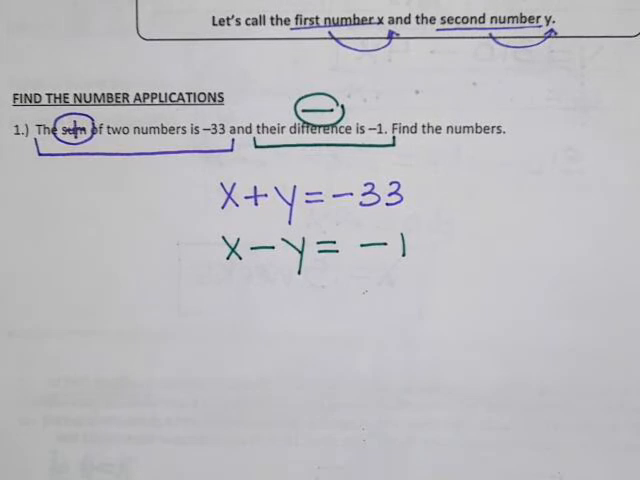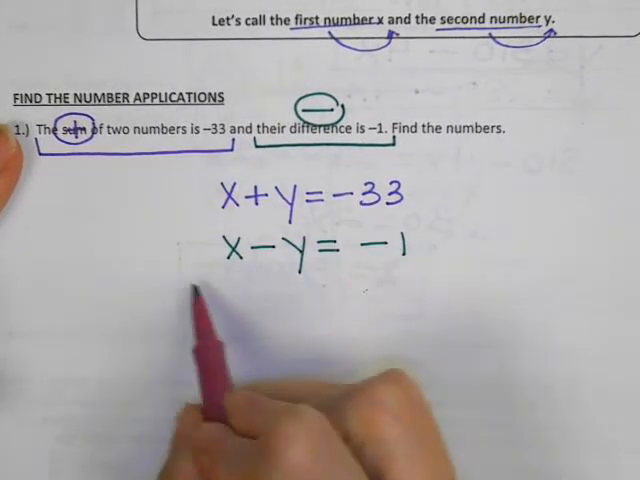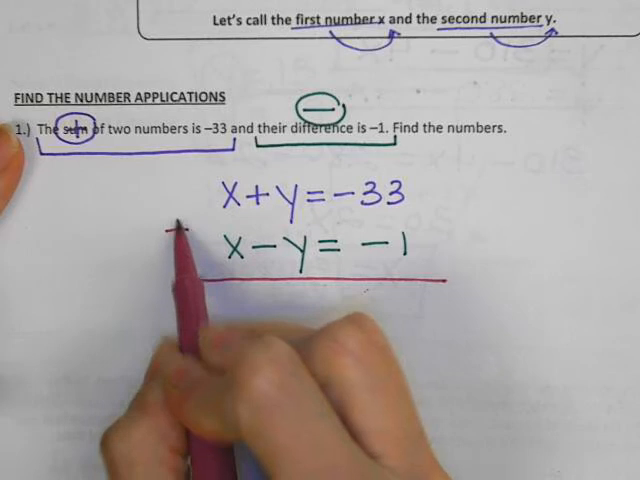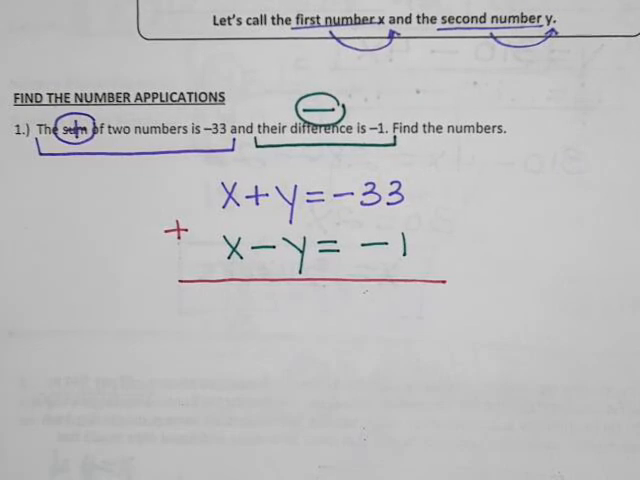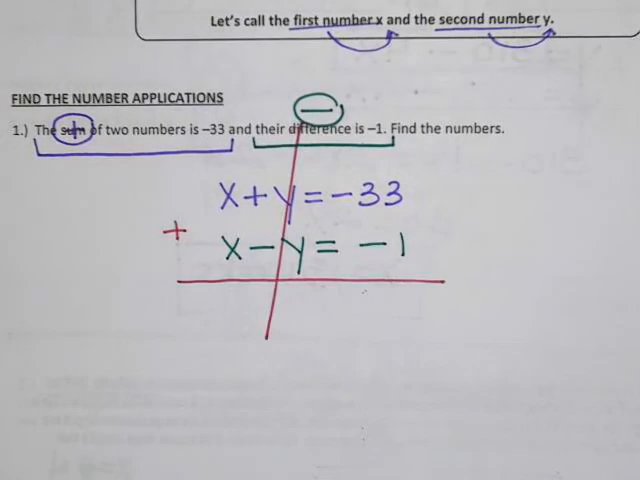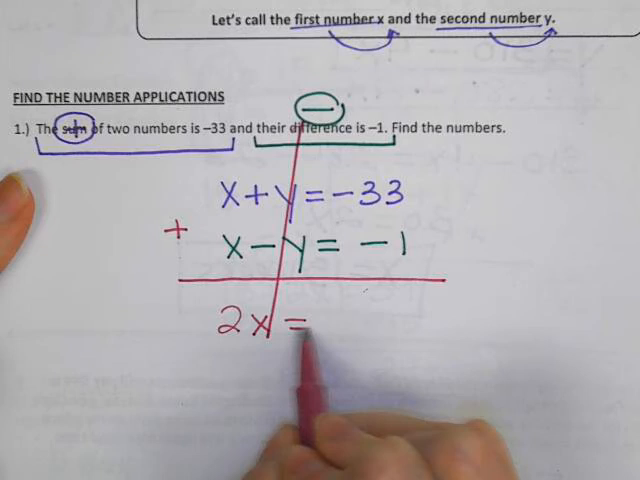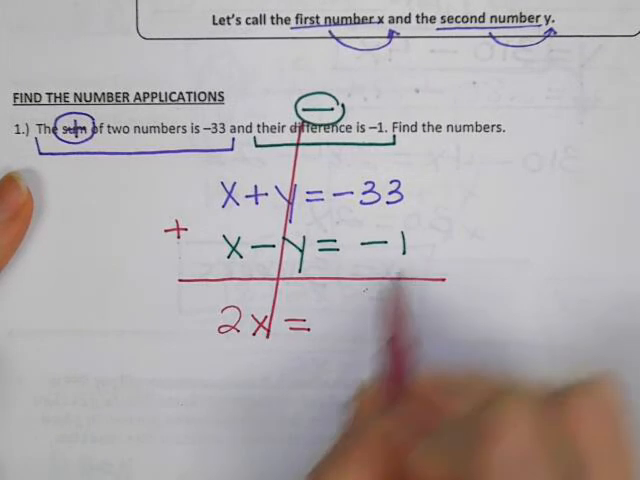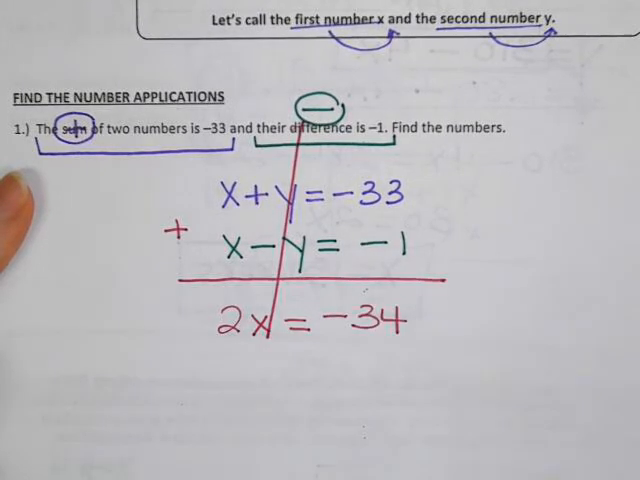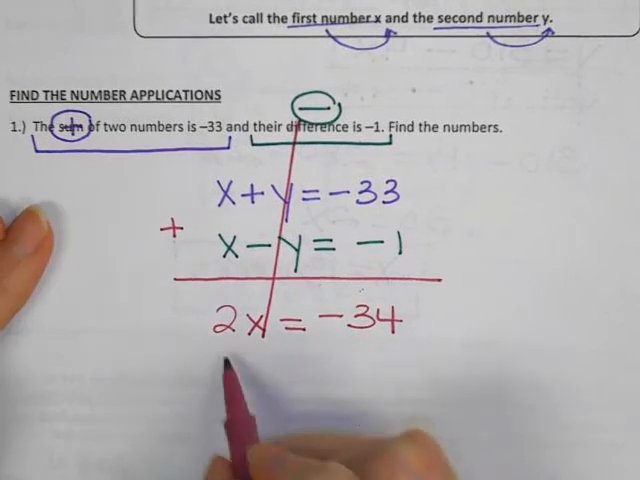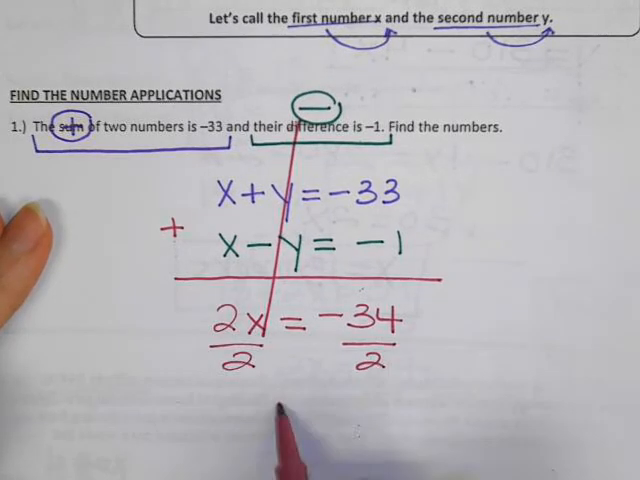Now this one, I hope you guys see, this one would be really nice to solve by elimination when you add going down because the y's are already opposite, so they cancel. So 1x plus 1x is 2x. Negative 33 plus negative 1 is negative 34. And then look at this. Right away, divide by 2, divide by 2. X is going to be negative 17.